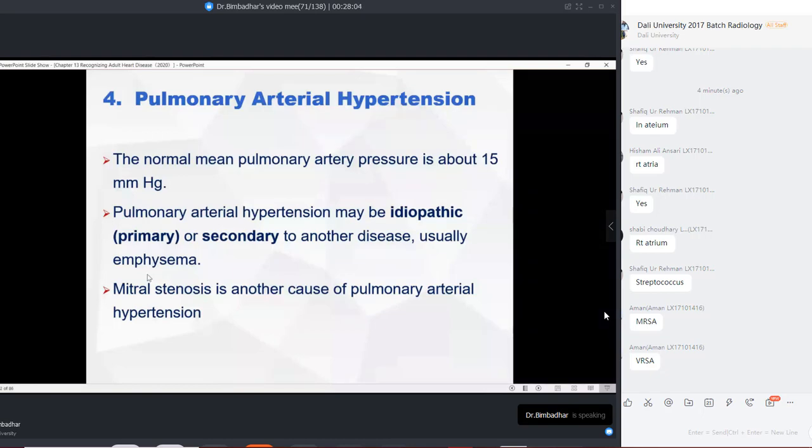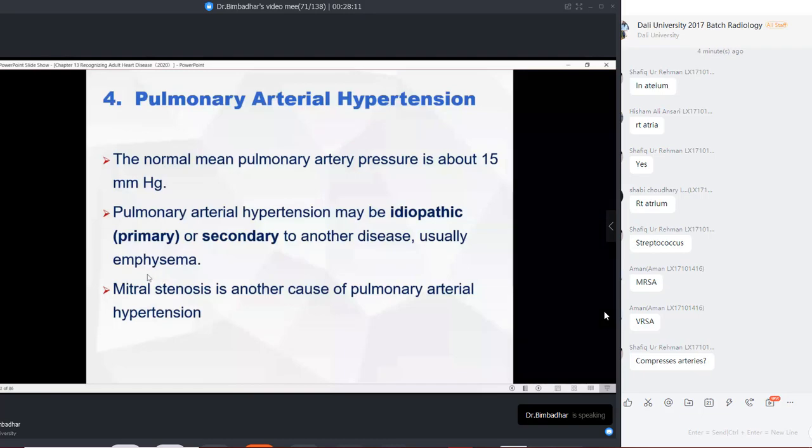I think we have already figured out which areas are dependent, right? We already figured out mitral stenosis. Emphysema: why does emphysema cause it? What is emphysema? Okay, we will get into that detail. First, let me complete these simple topics.